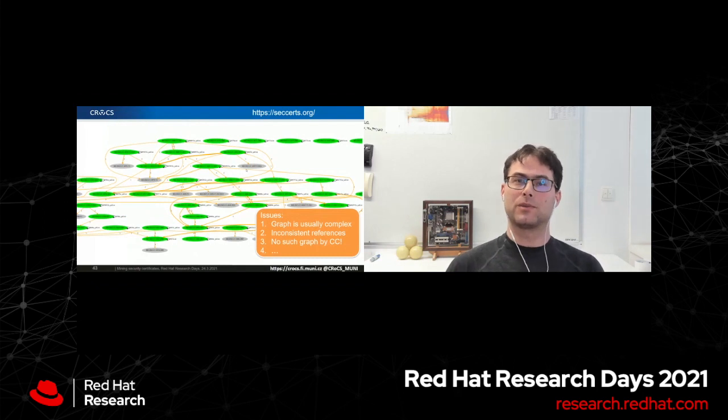Same is the situation with FIPS. So we don't have even such a graph. Now we have it, but before it was not possible. So how are the certificates cross-referenced and what is the complexity?